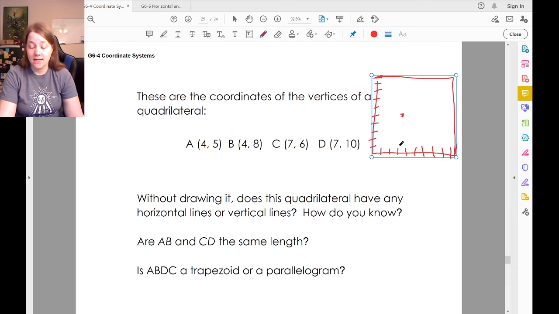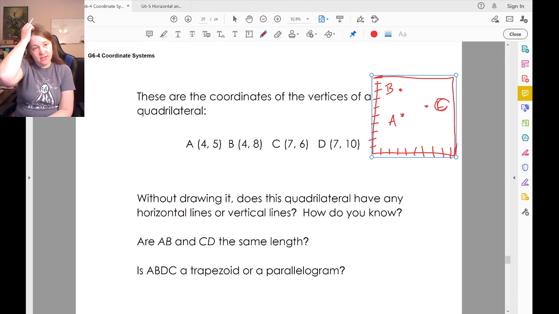Point B is 4, 8. So I'm still going to go 4, but now I'm going to jump all the way up to the number 8 here. Point C would be 7, 6. So I would run 1, 2, 3, 4, 5, 6, 7, and jump 6. 1, 2, 3, 4, 5, 6. That should be a C, not an L. Letter D would be 7, 10. So I would still run 7 and jump all the way up to the 10.